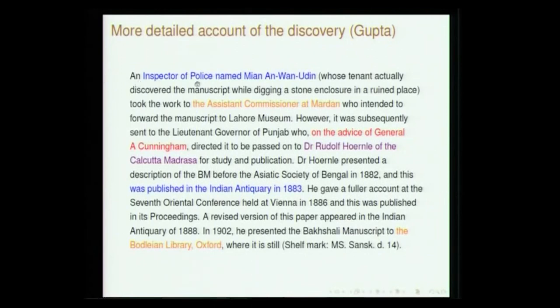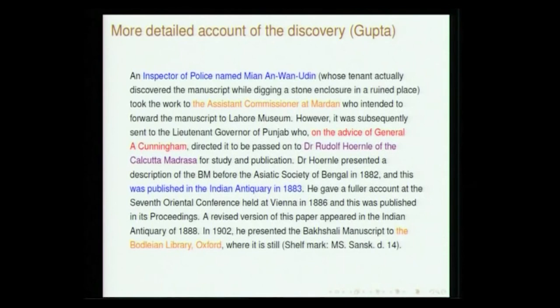The story goes like this. An inspector of police discovered the manuscript while digging, and it was handed over to an assistant commissioner, and it further went on to General Cunningham, and was passed on to Hornell. Then Hornell, for some reason, got interested in the manuscript and, out of curiosity, studied it. He made a few presentations, I think some 3-4 presentations. As this narration goes, it was discovered in 81 and 82, and in the very next year, in the Asiatic Society of Bengal, he made a presentation, and then in 1883, and then once again in the Oriental Conference in Vienna in 1886, and a revised version of the paper in 1889.